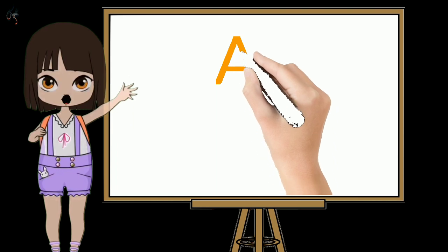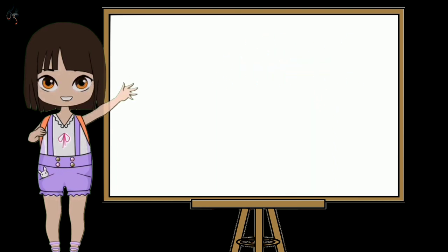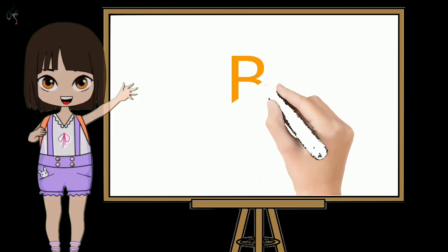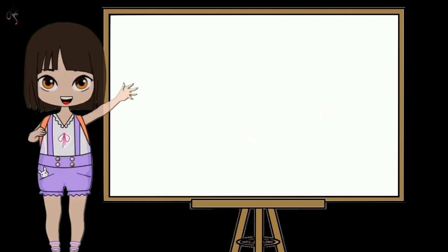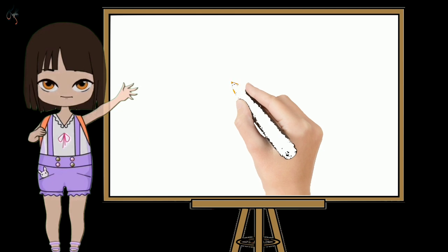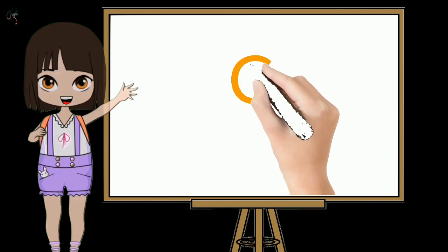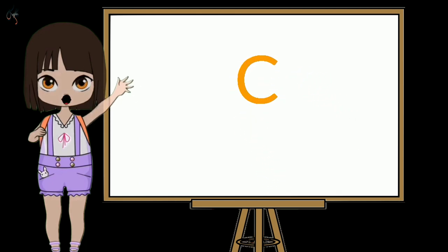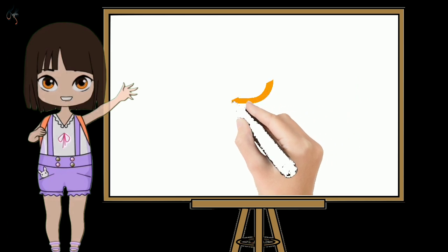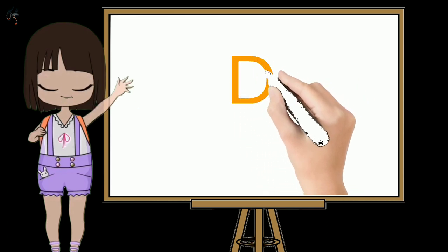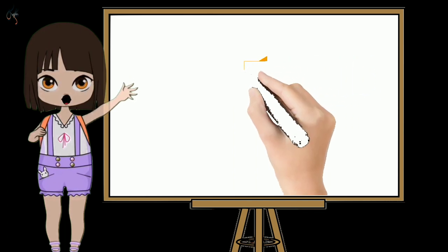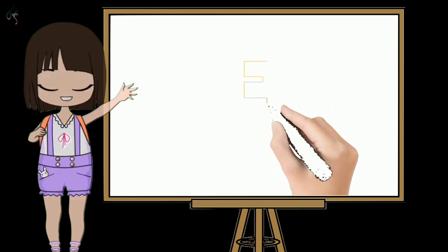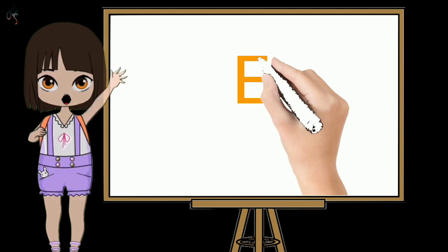A. A for apple. B. B for banana. C. C for cat. D. D for dog. E. E for elephant.